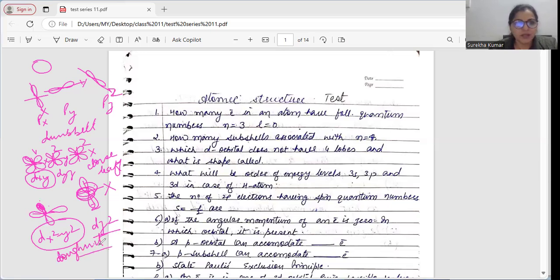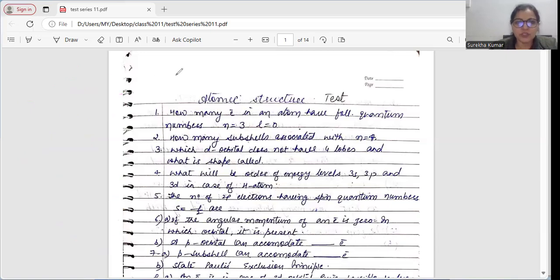Right? Okay, this was all about the shapes and quantum numbers. Let us start our questions. First question is, how many electrons in an atom have the following quantum numbers? If n is 3, we will write down here 3. If L is 0, we will write down S, right? 3s can accommodate only 2 electrons. So our answer is 2 electrons. The question was, how many electrons in an atom have the following quantum numbers? N equal to 3, L equal to 0. It means we are talking about 3s. So S can accommodate 2 electrons. So answer is 2 electrons.